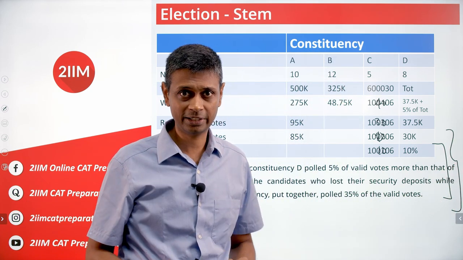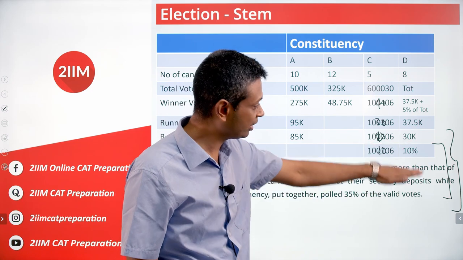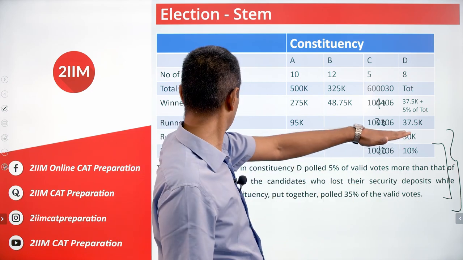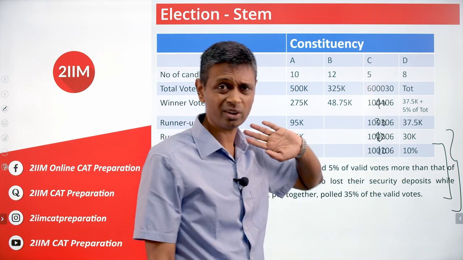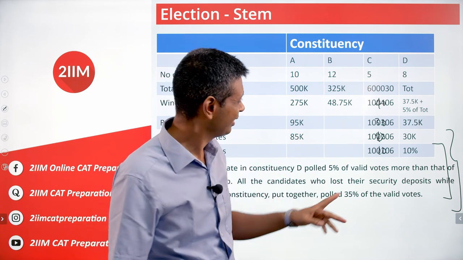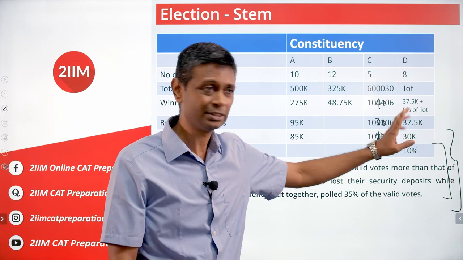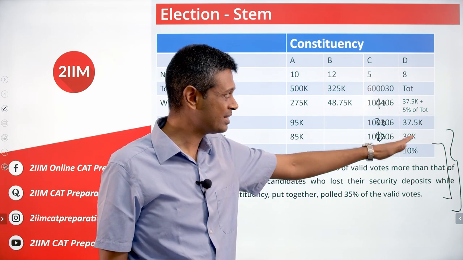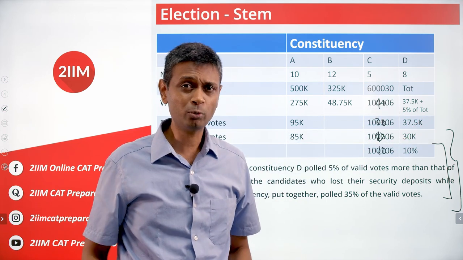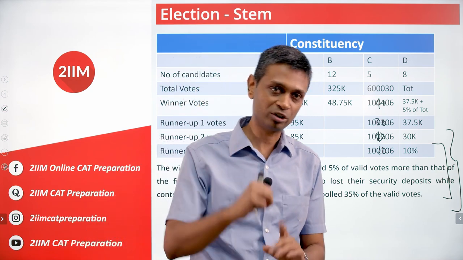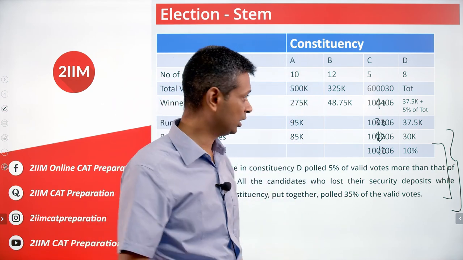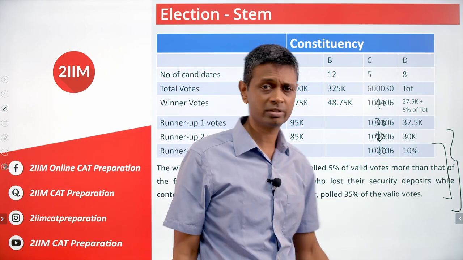And everybody else retains. So all of these definitely lost. Or even runner-up 2 could have lost, or even runner-up 1 could have lost. I'm already sensing that runner-up 1 also losing is not possible, because this guy scored just 5% more. And these 2 add up to 65%. So I'm going to eliminate something and then come back to this. Let's assume, hypothetically, that runner-up 2 also lost his security deposit.